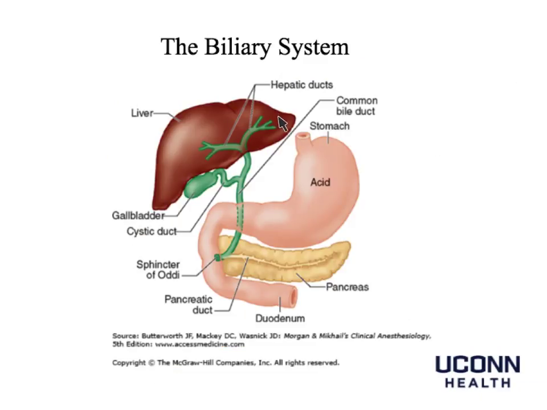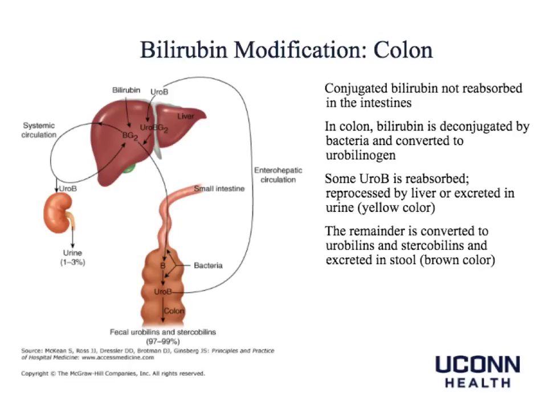In this slide, we've zoomed out to show the biliary system. From the canaliculi, the bile travels into larger structures called bile ductules and ultimately into the so-called hepatic ducts. Bile can then be stored in the gallbladder until a meal is consumed, at which time the gallbladder contracts, the sphincter of Oddi opens, and bile can be secreted into the duodenum.